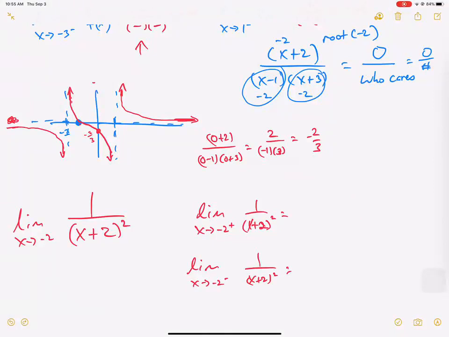1 over something squared. Okay, if I plug in negative 2, it's going to be 1 over 0. We know that's going to be infinity or negative infinity. Which one is it? Wait, if it's squared, it's always positive, right? 1 over, it's always positive. That means this is always going to be to positive infinity. Even from the left side, this one should have been, let's say, negative 2.01. This should have been negative. But because we square it, it becomes always positive.